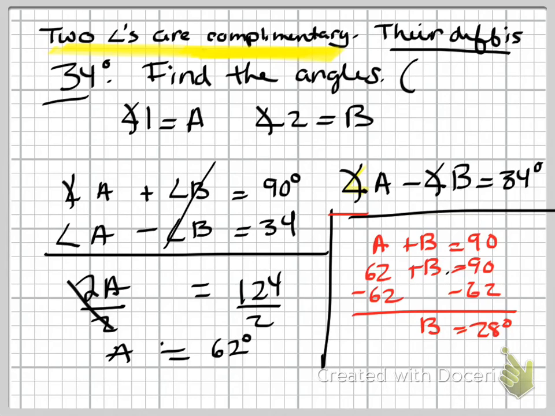Good. 62 degrees, and 28 degrees are the complementary angles. And that's our homework for tonight. The rest should be pretty easy. Okay, so you remember you've got to name these.